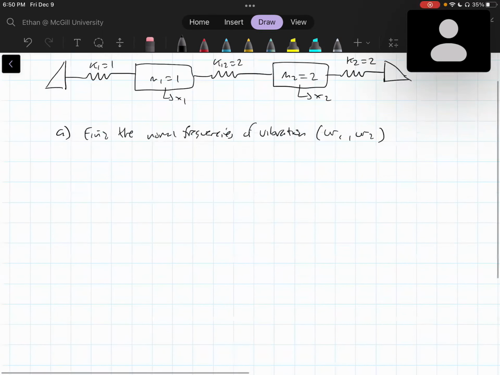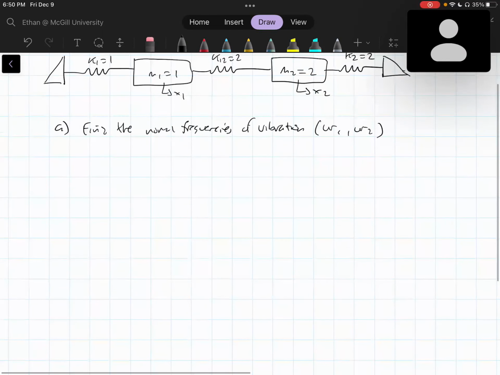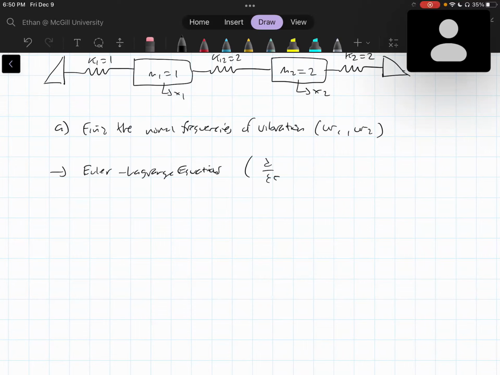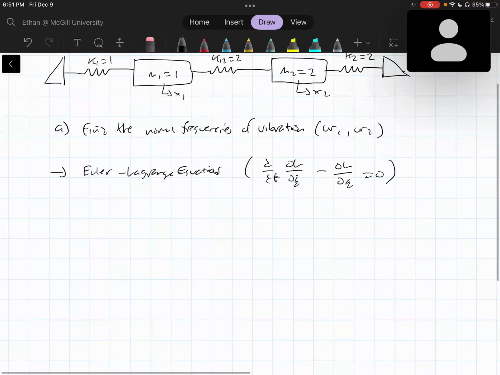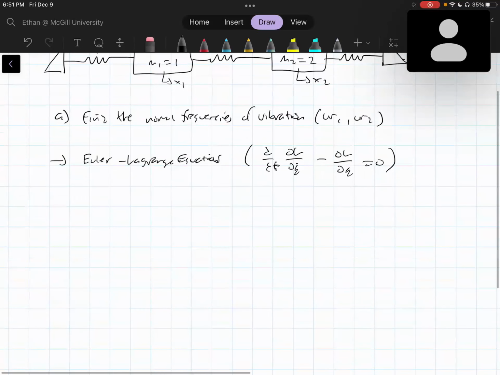To find the normal frequencies of vibration, we're going to use the Euler-Lagrange equation, which looks like this: d by dt of partial L by partial q dot, minus partial L by partial q, is equal to 0. q are the positional variables which we'll be using in our problem. So this is the general form.